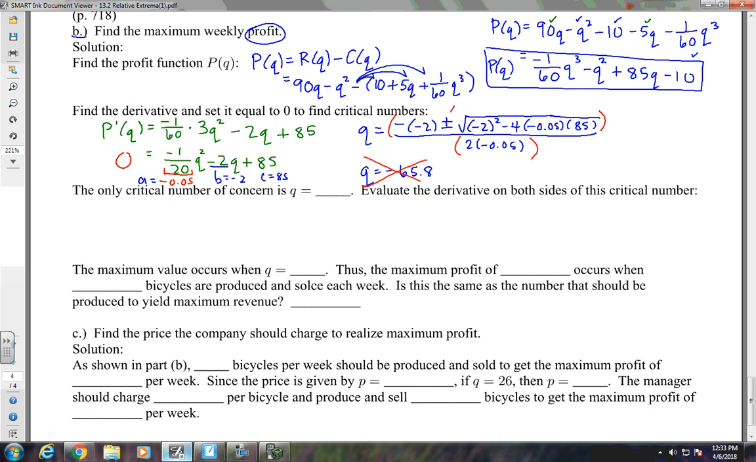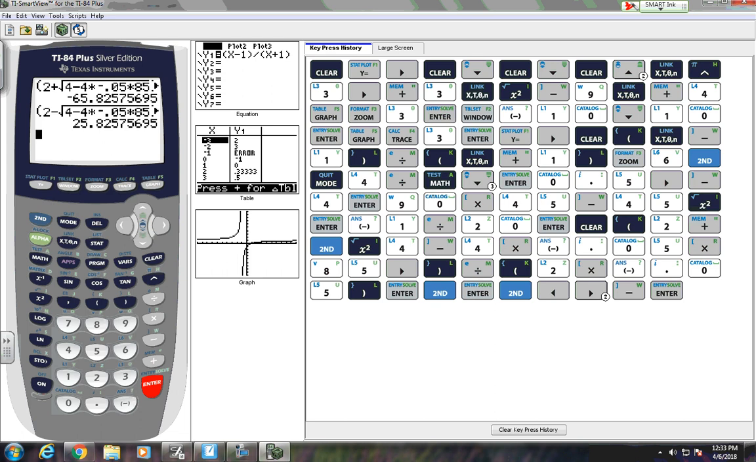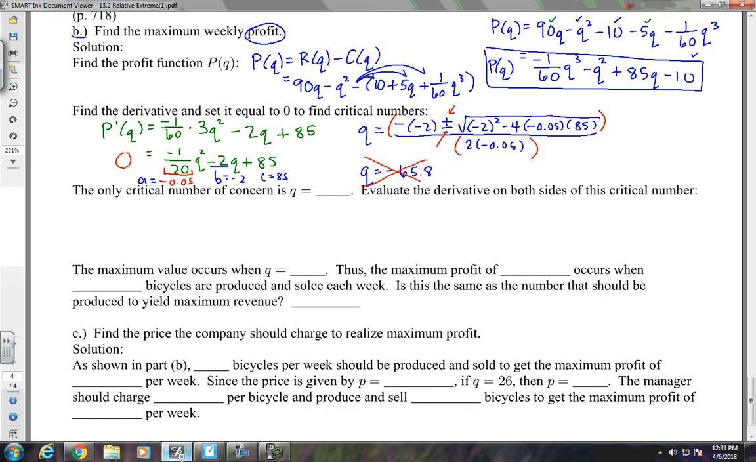The first time around, we did the plus from the quadratic formula. The second time around, we'll use the minus. And you can shortcut this. If you do second entry on your calculator, and then second left arrow key to go all the way to the left, I'm just going to edit that first plus to a minus and press enter. We come up with 25.8. That is a reasonable number. So Q equals 25.8. Reasonable because it's positive, but can we make 25.8 bicycles? Not quite, but we can make 26. So let's go ahead and round it up to 26 bicycles.